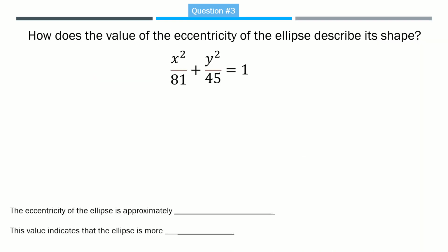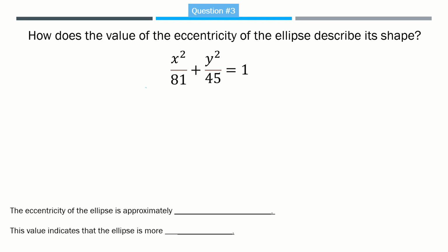All right, how does the value of the eccentricity of the ellipse describe its shape? Now, the definition of eccentricity is how much a conic section, a circle, an ellipse, a parabola, or a hyperbola actually varies from being circular. All right, in this example, we're going to look at how flat or how round the shape of the ellipse is. The more flattened the ellipse is, the greater the value of its eccentricity. The more circular, the smaller the value, or closer to 0, is the eccentricity. So the eccentricity ranges between 1 and 0.